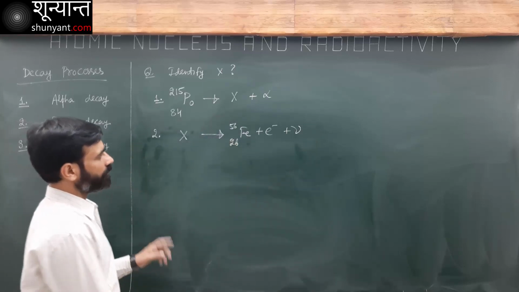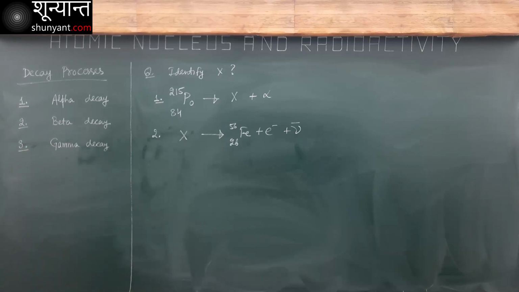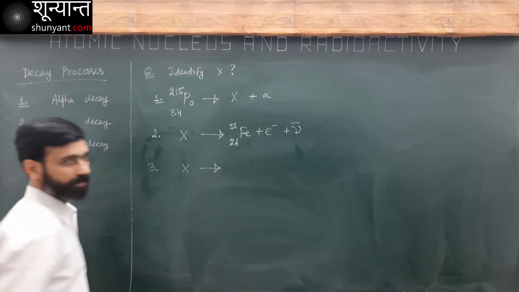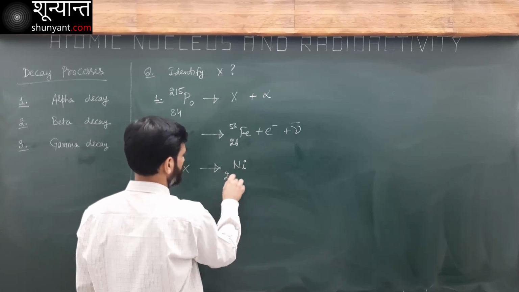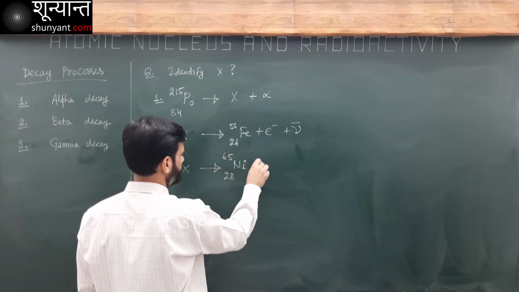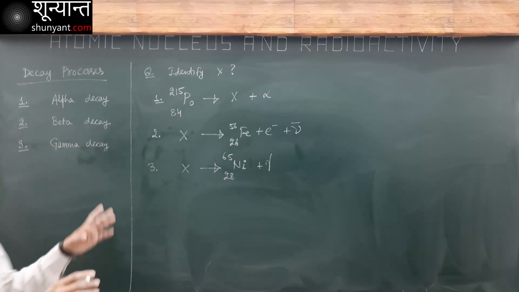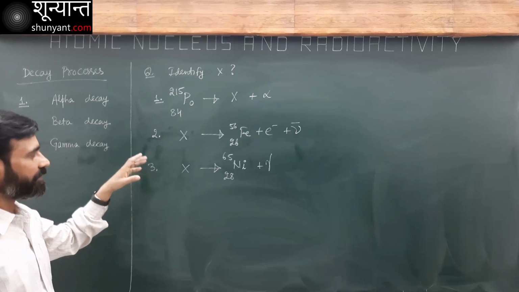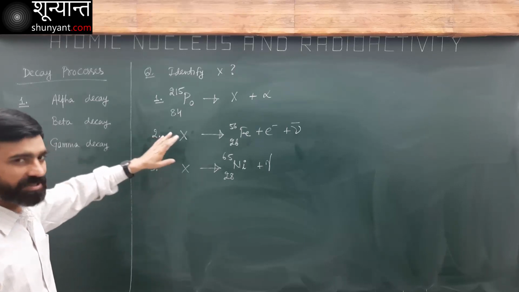With the electron we get an anti-neutrino, so this will be an anti-neutrino. And third, this X changes into nickel, 28 and 65, plus gamma. Let's do just this. I'm sure that you will be able to find out. It's not a big deal, very simple problems.